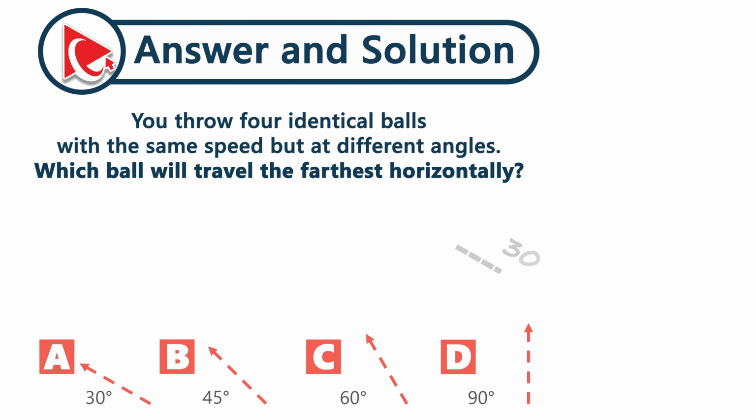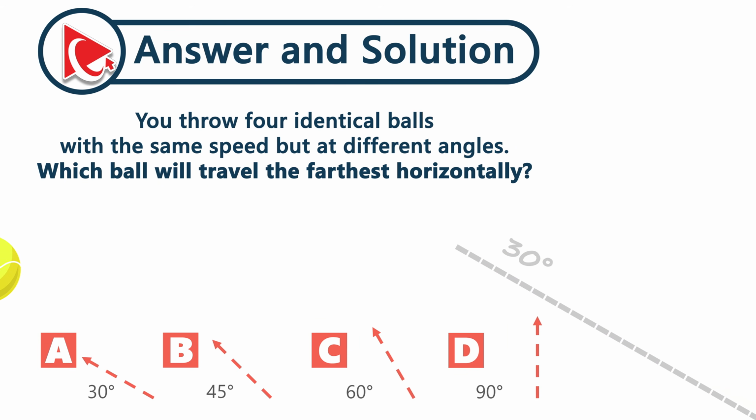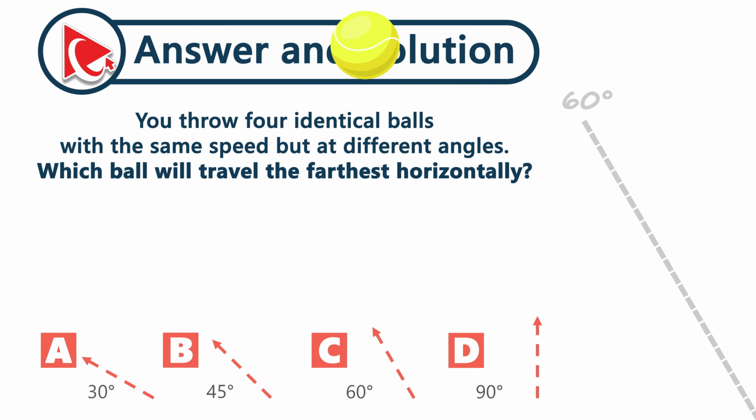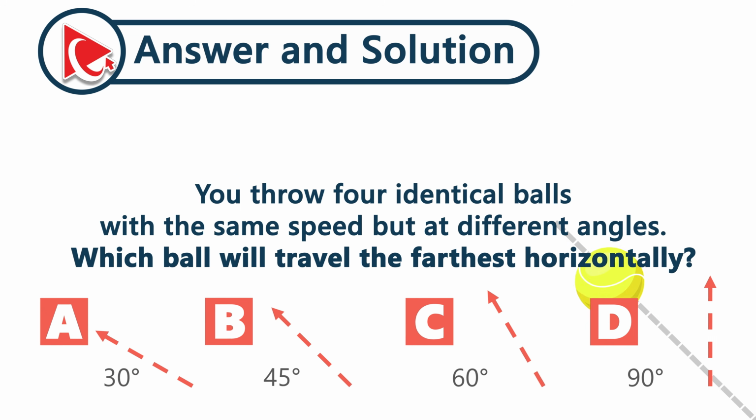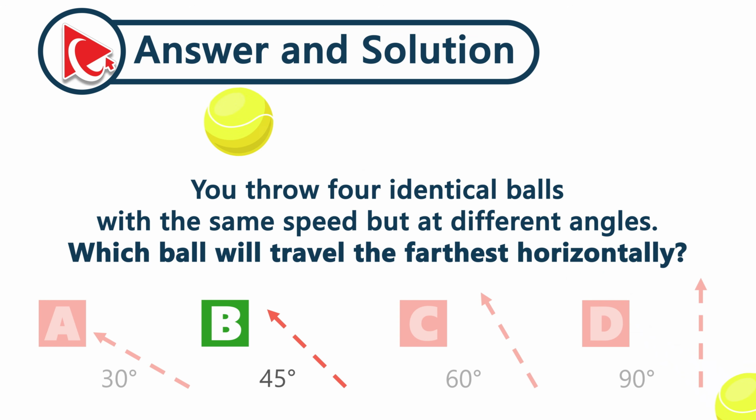Let's break it down. 30 degrees stays low. It's fast but shallow. 60 degrees goes high but falls back quickly. 90 degrees just goes up and drops. So the correct answer here is choice B, 45 degrees. It balances height and distance, given the longest flight across the field.